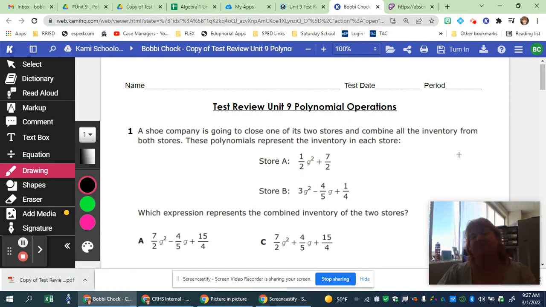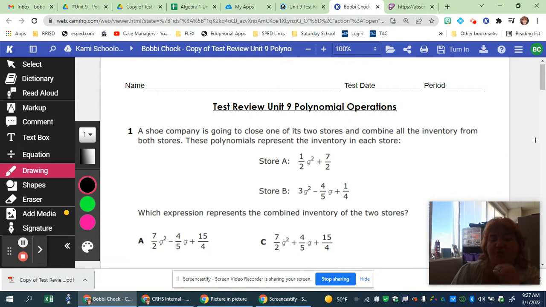Here is our test review for Unit 9. Something to keep in mind is, the thing that I love about math is there's so many different ways to do things. So the way I do it may not be the way everybody does it. It's just one way. So that's something to keep in mind.